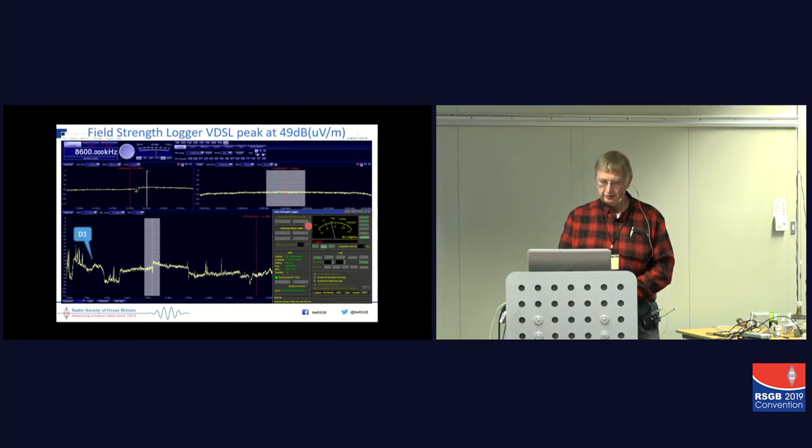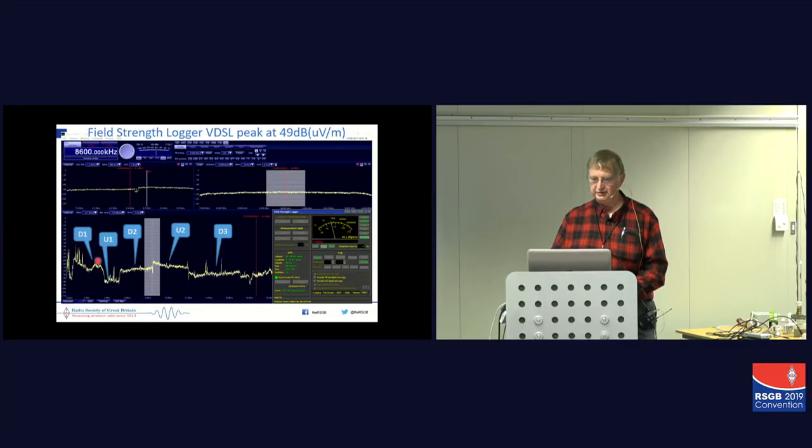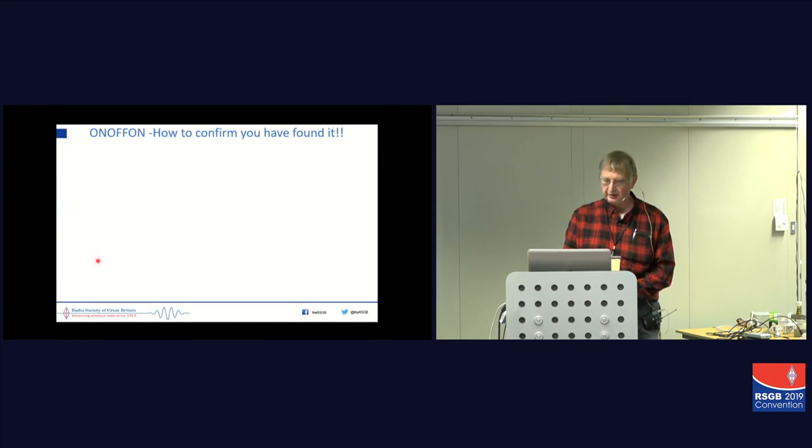But this shows you, when you're tracing real interference, just how bad it can be, because you're talking about the difference between here, where there is no VDSL, and up here, where there's serious VDSL, of about 20 to 30 dBs, and both of those numbers, in this case, are 50 dB microvolts per meter, and those who know what that means, it means basically you can't hear anything on HF. So there's an example of the way that you can locate the source.